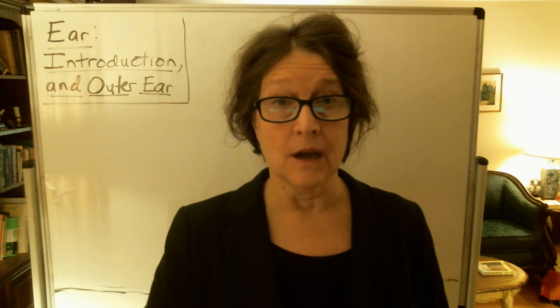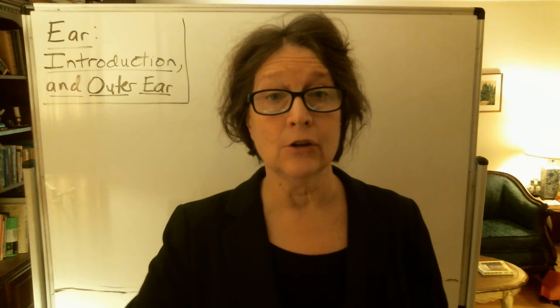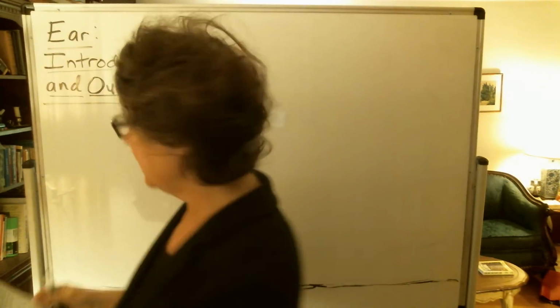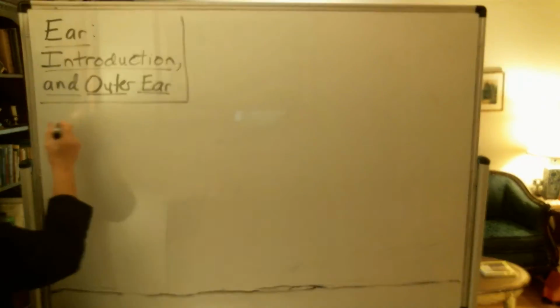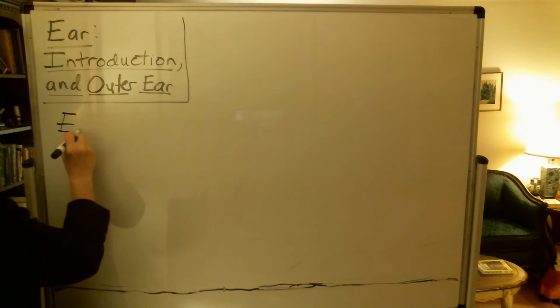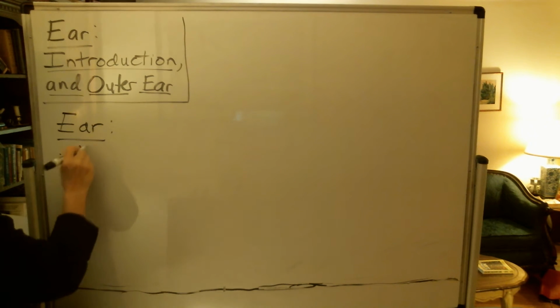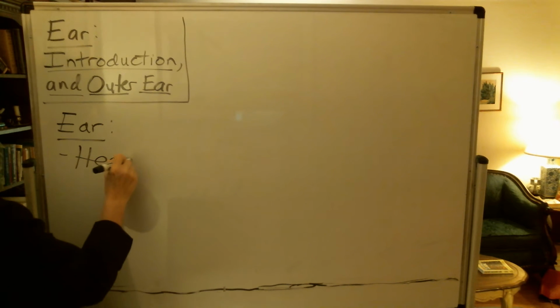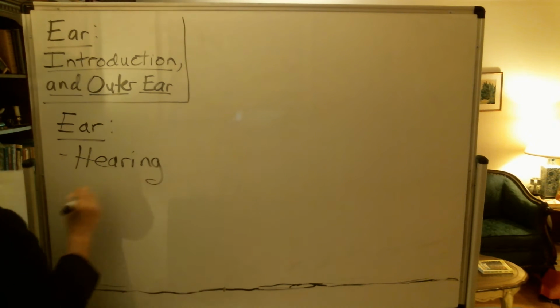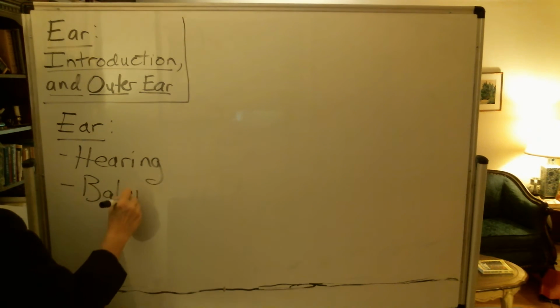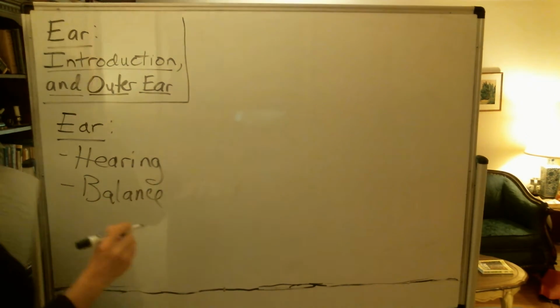This lecture is on the introduction to the ear, and I will also talk about the outer ear. So the ear, then, there are things in it that do two different things. The ear is for both hearing and for balance.